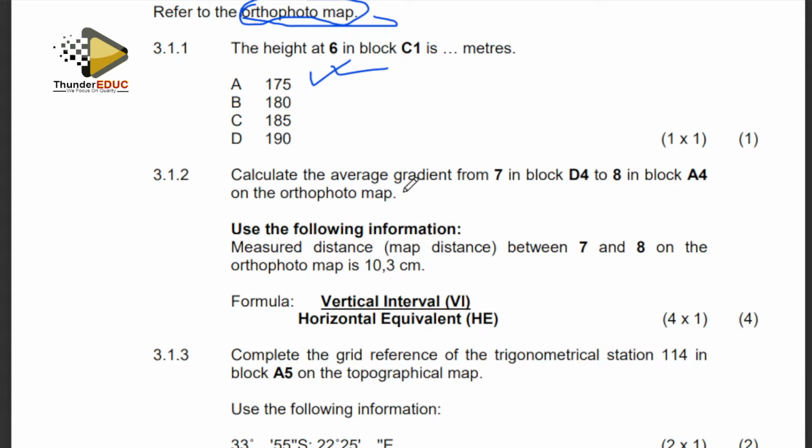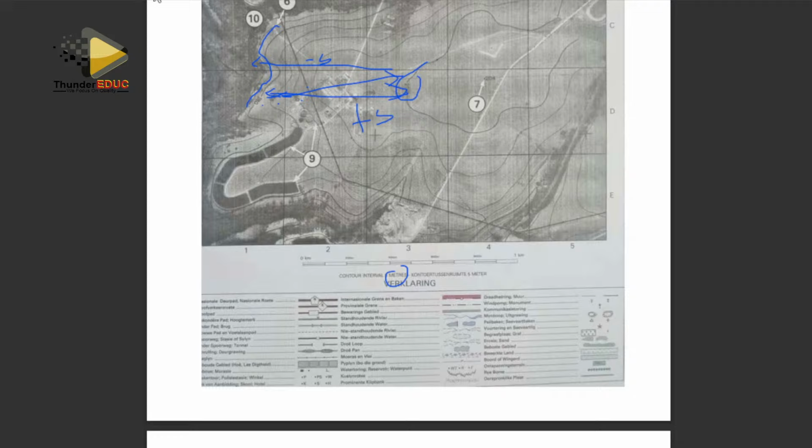We got the next one. The next one is: calculate the average gradient from 7 in block D1 to 8 in A4 on which map? Orthophoto map. You come to this area, still using the same map. I will first of all take this one out. Let me delete this.